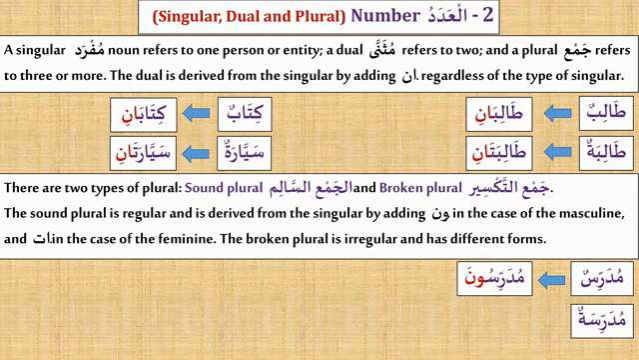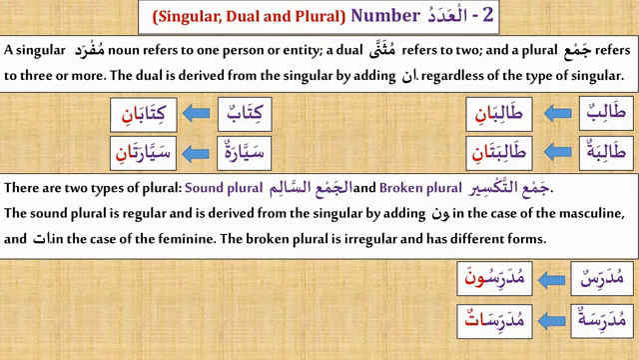An example for sound feminine plural is mudarrisatun, a female teacher. Mudarrisatun, female teachers, 3 or more female teachers. And this is called sound feminine plural. Al-jam'ul muannath salim.